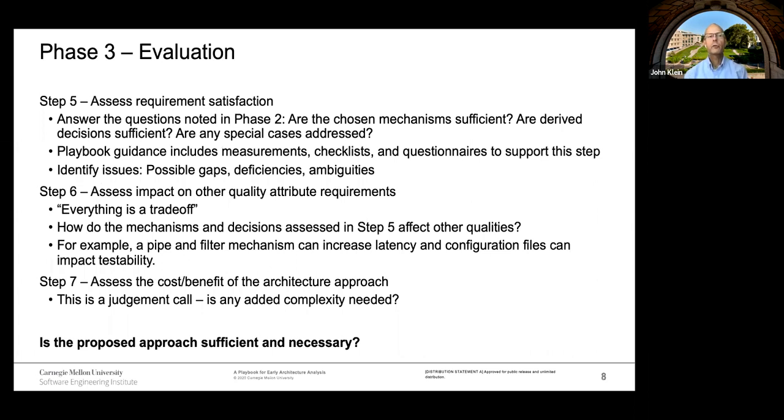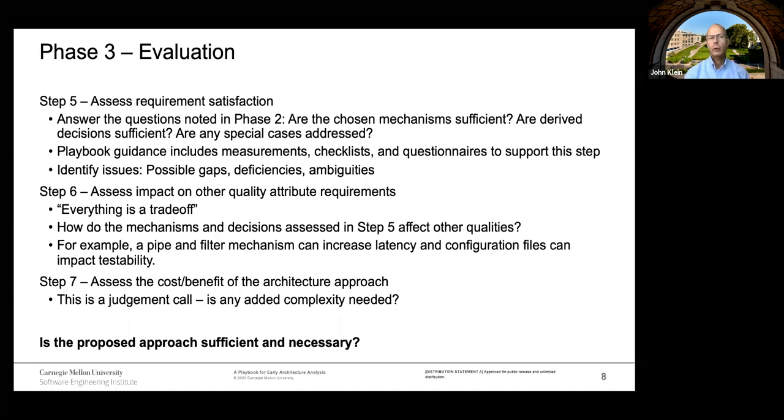Now, this brings us to the evaluation phase. This is the meat of the playbook. In step 5, the analyst has to decide if the architecture approach is sufficient. Is the mechanism, the decisions, the derived decisions, and the special cases altogether going to satisfy the requirement? And again, here the playbook supporting material provides some guidance into making this judgment.